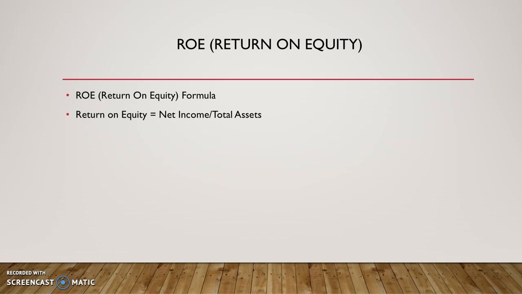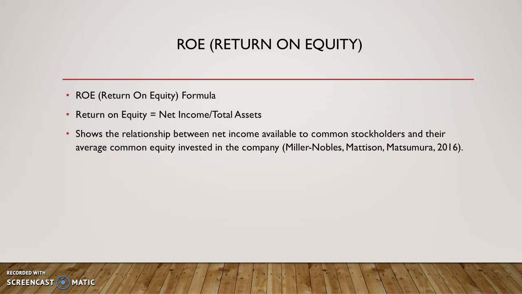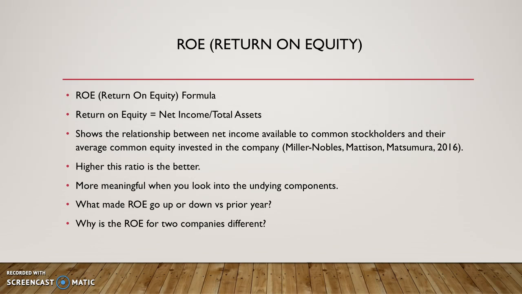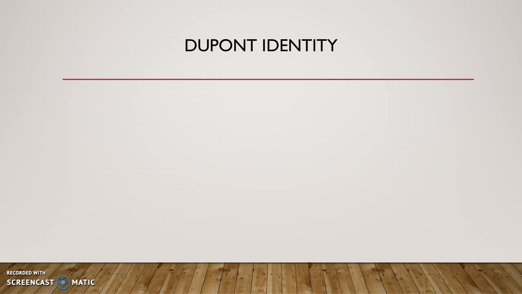Basically, the net profit of a company is divided by the shareholder value in a company. It shows a relationship between net income available to common stockholders and their average common equity invested in the company. At first glance, you would say that the higher this number is, the better the company is performing. But ROE is more meaningful when you look deeper into the underlying components, which is what you can do with the DuPont identity. And you can ask questions then like, what made the ROE go up or down versus the prior year looking at the same company? Or why is the ROE for two separate companies in the same or different industries different? And like I said, the DuPont identity helps better answer those questions.